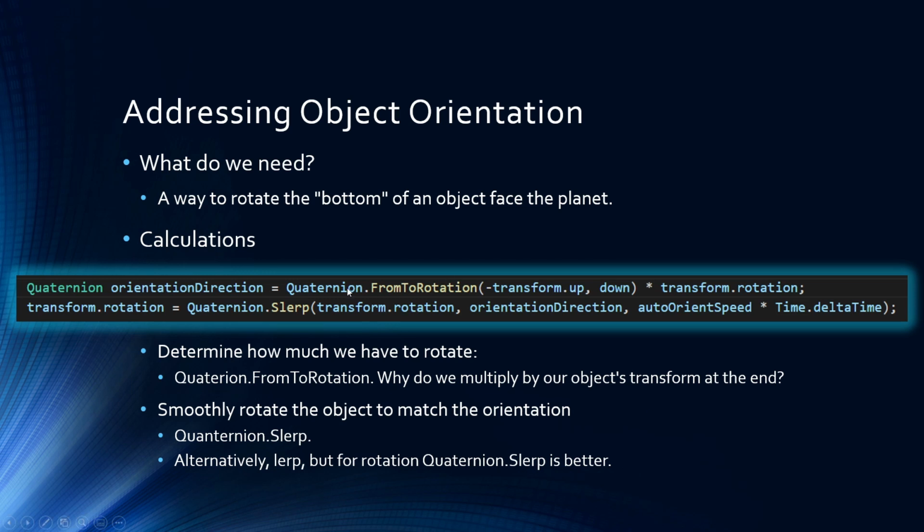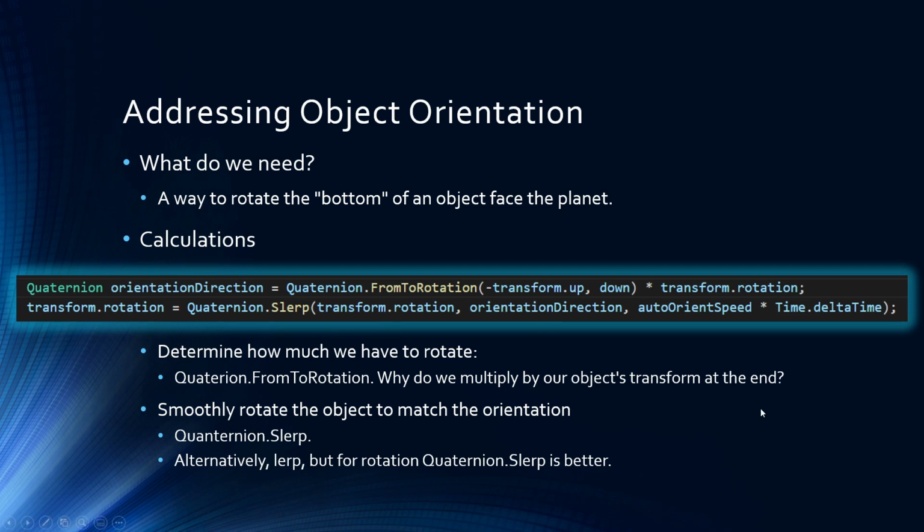And we're going to say that our current transform rotation is where we want to rotate from, and then our orientation direction, so where we're going here, which we calculated up here. And then I also have an auto orient speed, so a value saying how quickly we want to auto orient, so our value for automatically orienting our buggy to have its bottom face to the planet, and then we're going to multiply that times our time value, so our time step. So we're kind of always forcing it to face the planet at a rate that we decide.